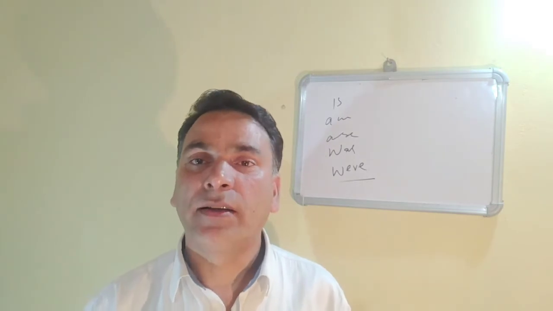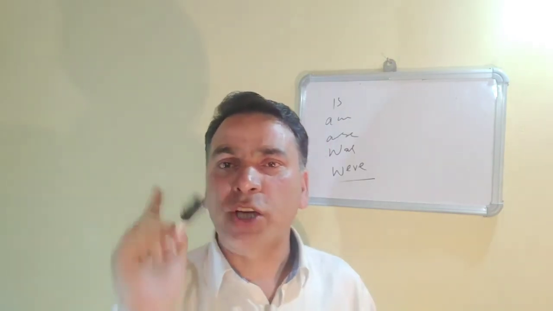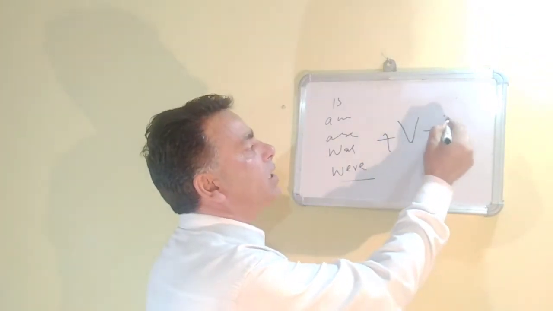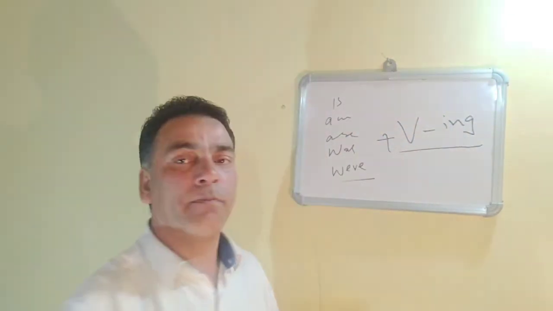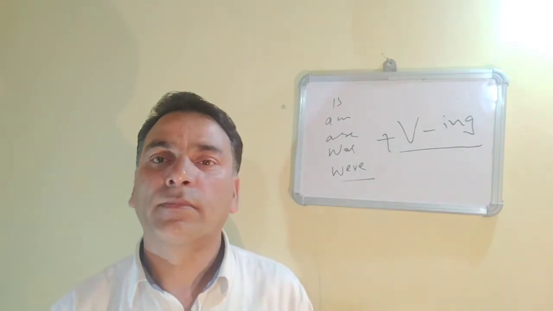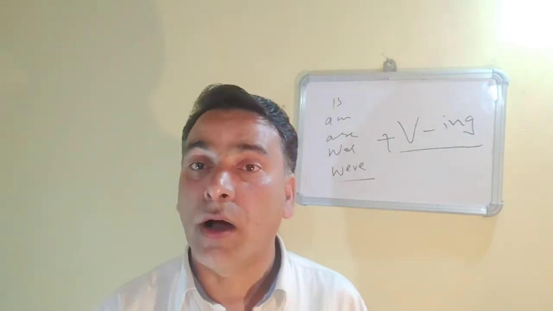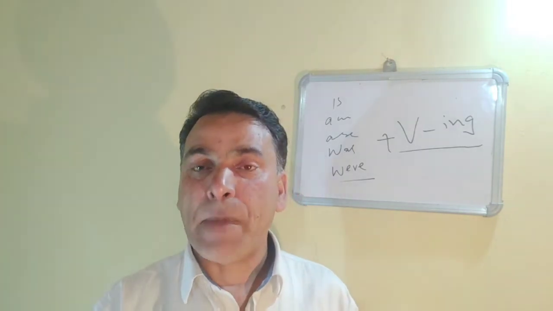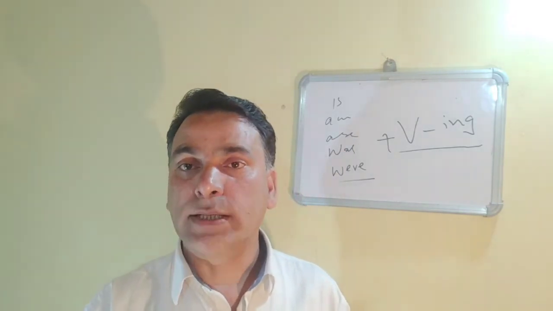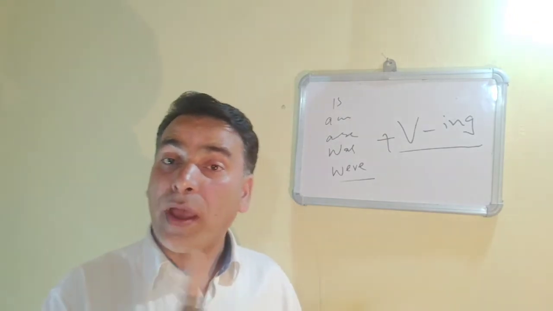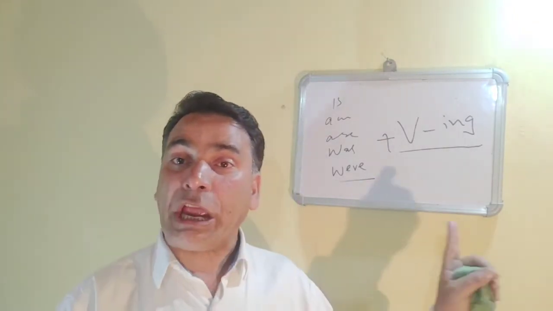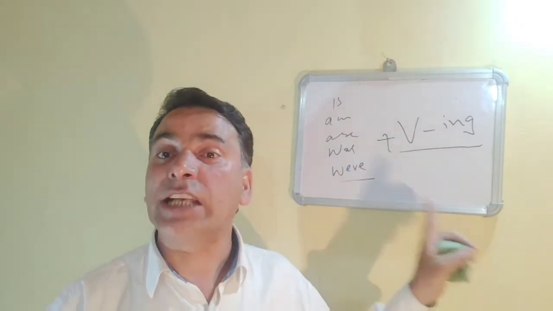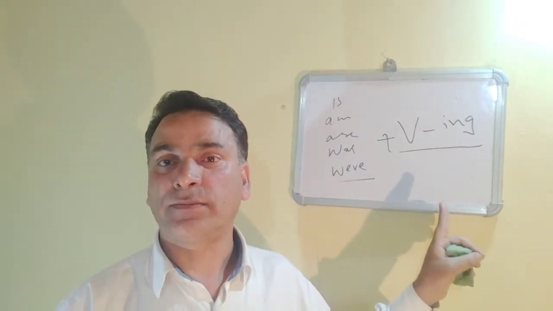Yes, they are. But should I tell you that they will function as helping verbs only when they have this form of verb with them? The ing form of the verb. When is, am, are, was, and were are in combination with the ing form of the verb, that's when they'll function as helping verbs.